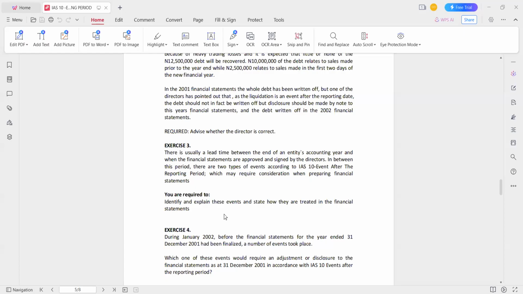There are three parts in one question from this exercise 3. Number 1, identify, which you have answered. Number 2, explain this event. Number 3, how are they treated in the financial statements? So who is going for the second one? Mr. Jacob, are you with us?